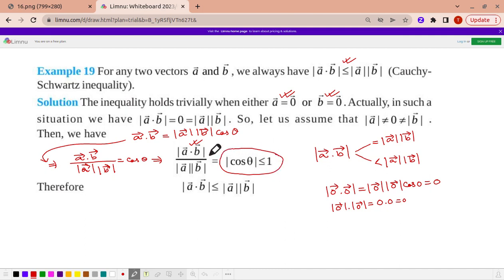So we see that mod of A dot B by mod A into mod B is less than or equal to 1. That means mod of A dot B is less than or equal to mod A into mod B. I hope you got a very clear idea, and never hesitate to let me know if something is not clear. So that is a good inequality, and we are able to prove it.